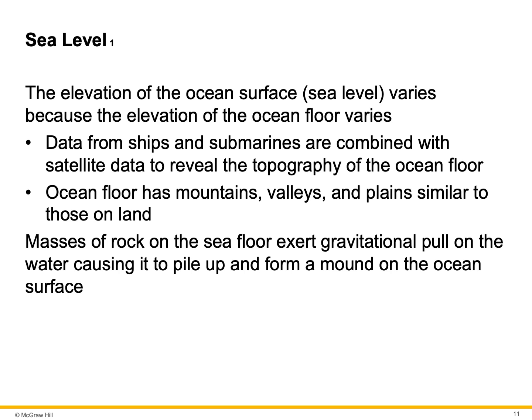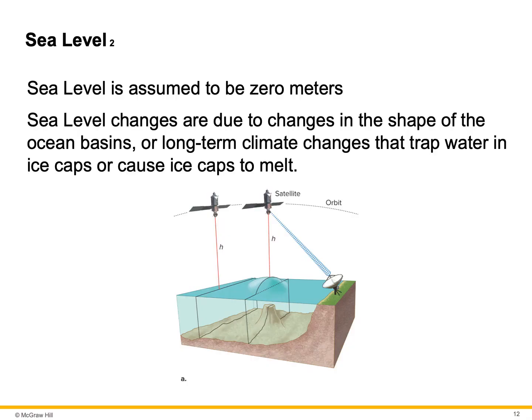Masses of rock on the sea floor exert gravitational pull on the water, causing it to pile up and form a mound on the ocean surface. Sea level is assumed to be 0 meters. Sea level changes are due to changes in the shape of the ocean basins or long-term climate changes that trap water in ice caps or cause ice caps to melt.